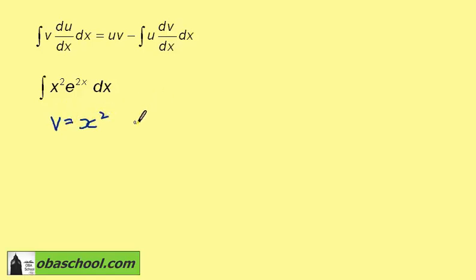Once we've chosen this, du dx has to be the e to the 2x. We differentiate v, and dv dx is equal to 2x. To integrate e to the 2x, we need to apply the chain rule. Remember, if we differentiated e to the 2x, we would get e to the 2x, and then multiply by the differential of the inside function, the 2x, to get 2 times e to the 2x.